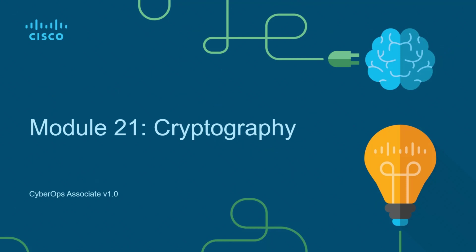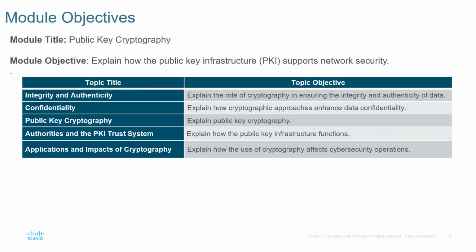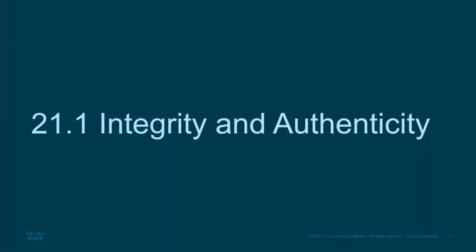Module 21, Cryptography. So in this module, we're going to be looking at asymmetric keys. We're going to be looking at the PKI subsystem, that's the public key infrastructure. We're going to be looking at integrity and authenticity, confidentiality, public key cryptography and their subsystems, as well as applications and impacts of cryptography. What's really funny is oftentimes I get asked, what's the important portion of cryptography? And that's the integrity and authenticity, as well as the confidentiality portions of cryptography. Those are the key things when we're dealing with cryptography.